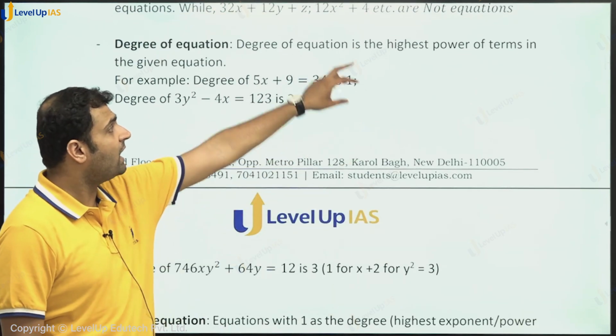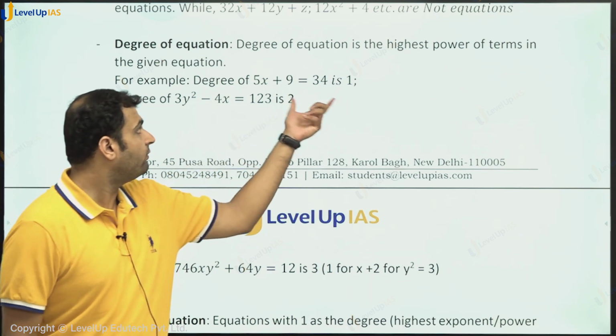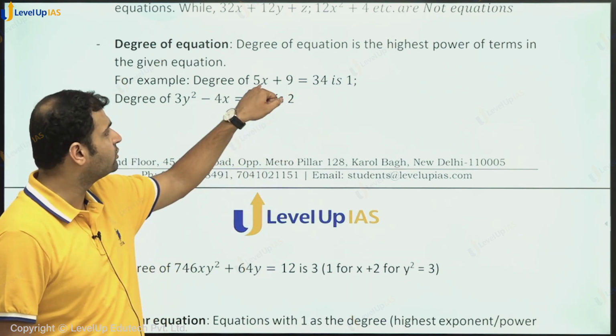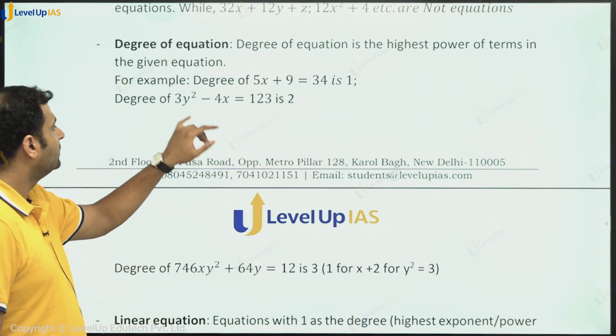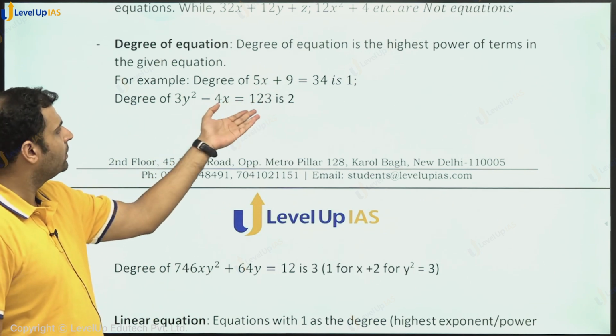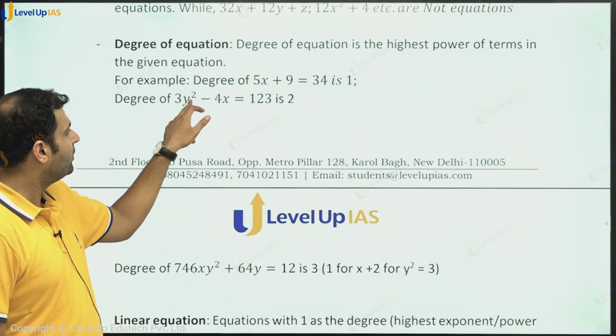Next is degree of equation. Degree of an equation is the highest power of terms in the given equation. For example, degree of 5x plus 9. What is the variable here? There is only one variable x. Power of that x is 1. So degree is 1. 3y square minus 4x is equal to 123. There are two variables x and y, and the highest power is y square.